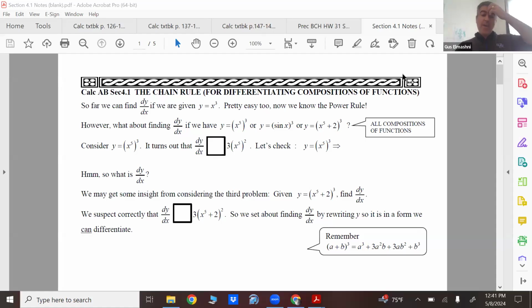Okay, so this last topic is called the chain rule. It's actually yet another differentiation technique to give you more flexibility and be more effective.